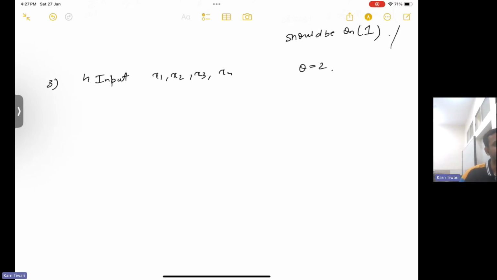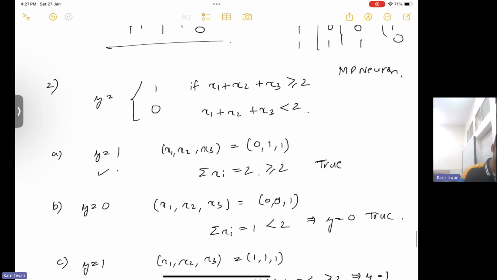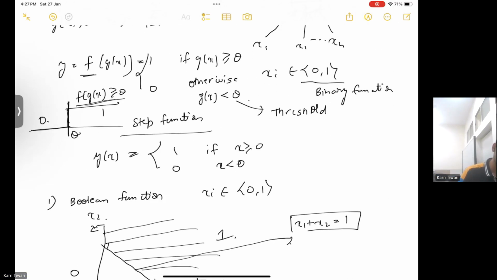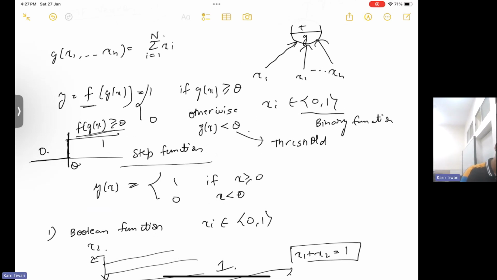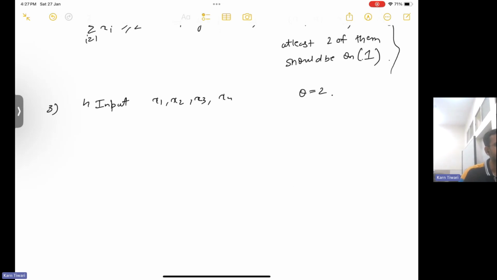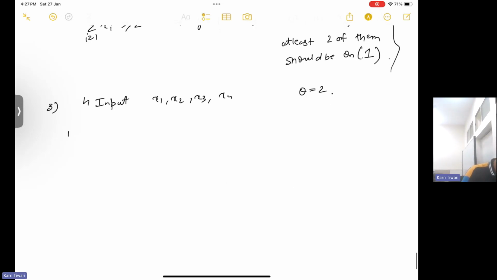Theta is equal to 2. So theta, as I mentioned, is the shifted version. Let me show you again. This is what it's talking about, g of x, with 2. So they are asking for how many inputs the MP neuron gives y equal to 1.